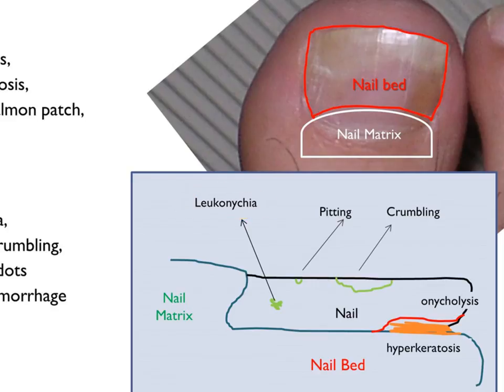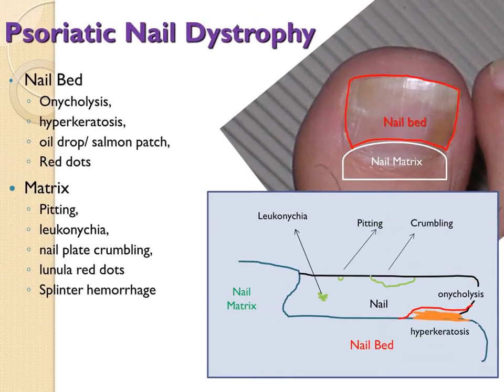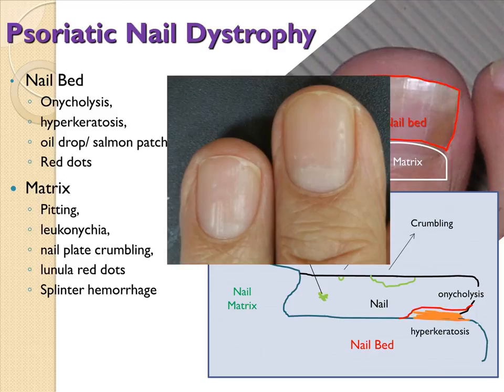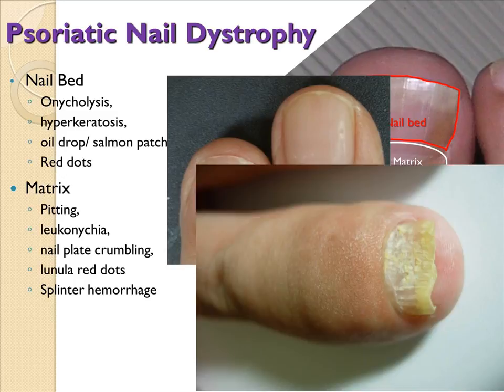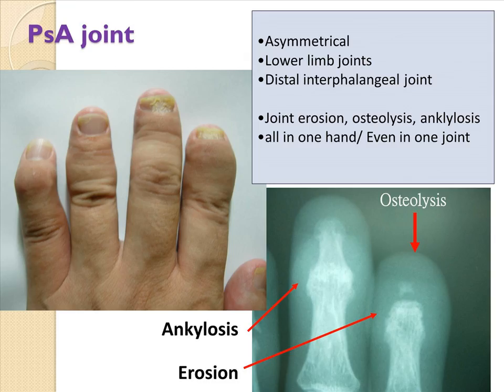Whereas nail bed lesion is overgrowth of the nail bed, causing hyperkeratosis here, so much so that some of the patients will have lifting up of the nail from the nail bed. We call it onycholysis. This is a typical example of the pitting. Sometimes you will need to see it under the reflection of the light. And you can see also some of the leukonychia in this picture too. This is hyperkeratosis and onycholysis.